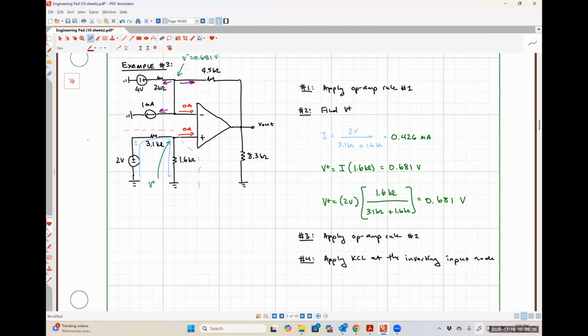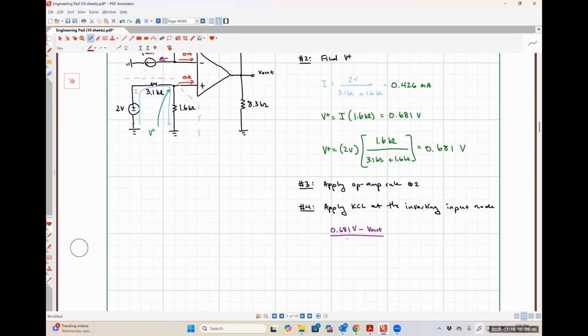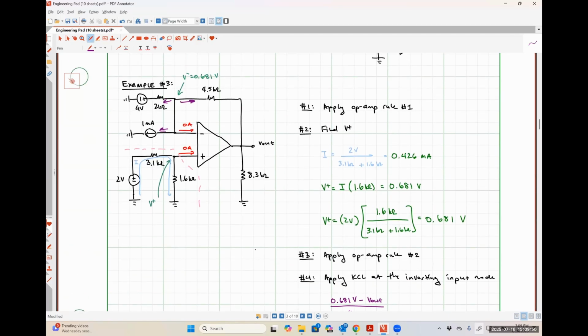Is it not just 0.68 minus V out over 4.5? So there is going to be 0.681 volts minus V out over 4.5 kiloohms. That is the current that's flowing to the right. What about the current that's flowing to the left through the 2 kilo ohm resistor?